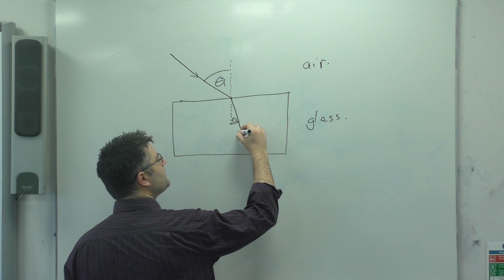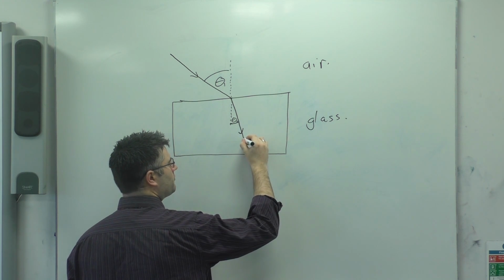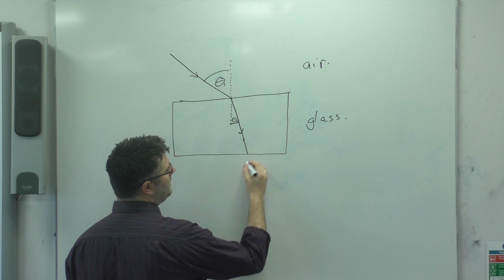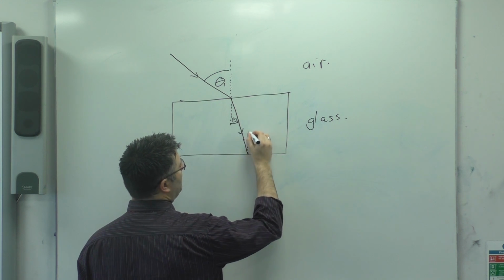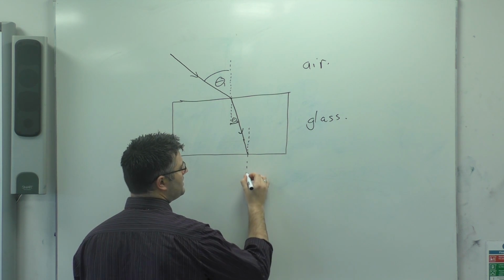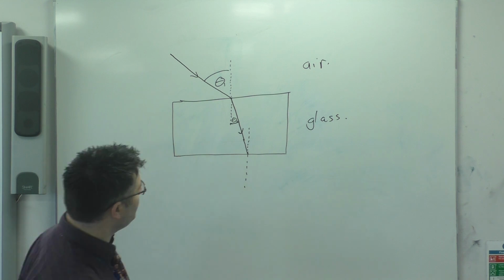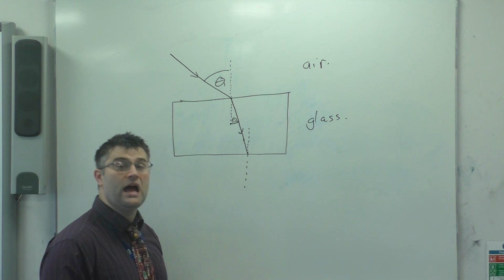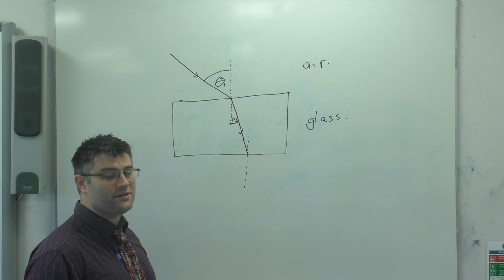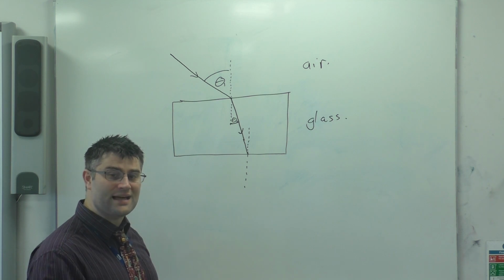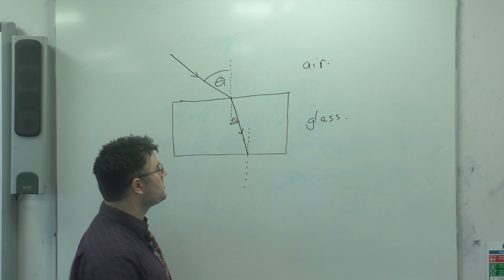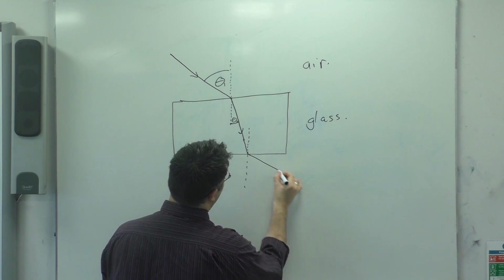Obviously the light ray can continue on its route through the glass block. It goes in a straight line until it strikes the glass-air boundary on the other side. What we would expect to happen here is that it would do exactly the opposite of what it did at the previous boundary, because it went from air to glass. Now it's going from glass to air, so we would expect it to bend away from the normal.